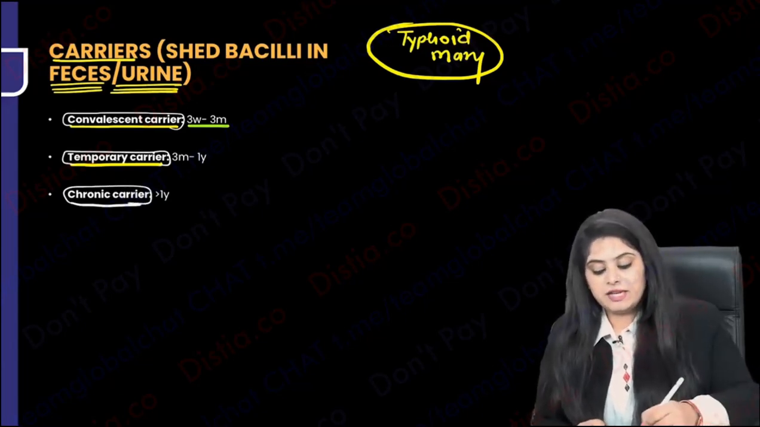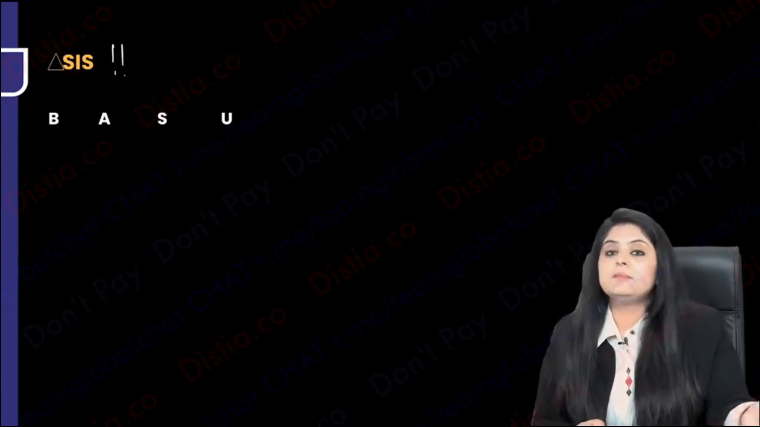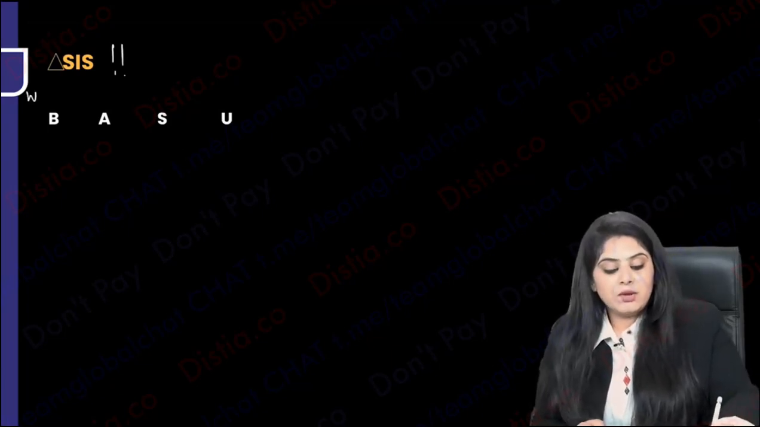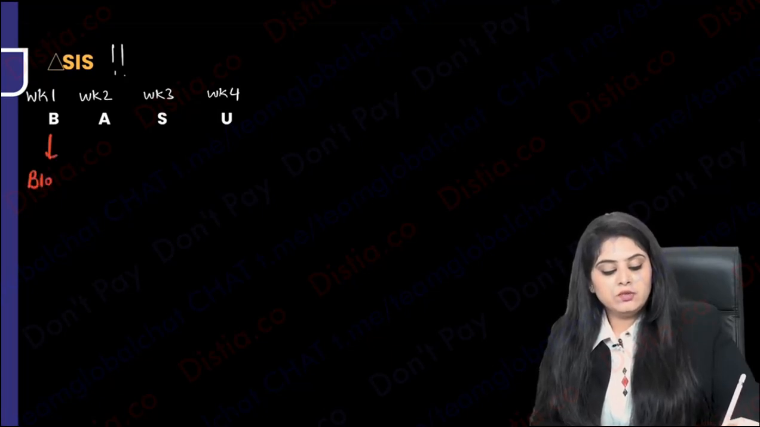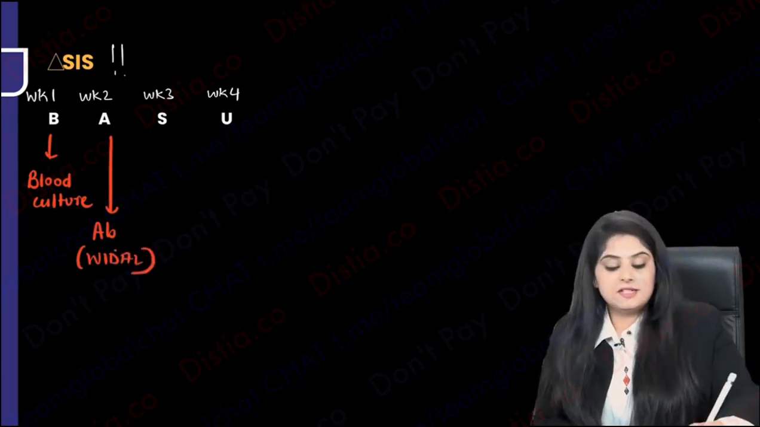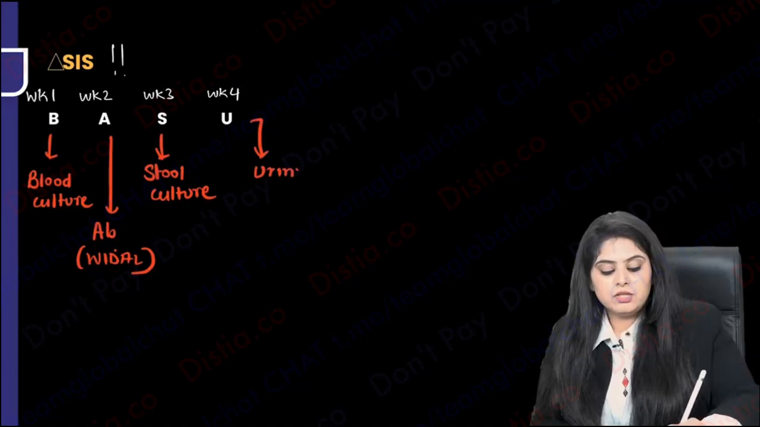So now coming finally to the point, how will you do the diagnosis? There's a very, very famous mnemonic called BASU. How have we divided BASU? That is depending on which week the patient has come to you. Week 1, 2, 3, 4. So please note, in week 1, you would prefer to do a blood culture. In week 2, you would want to do an antibody test. An antibody test is known as a Widal test. In week 3, you would want to do a stool culture. And in week 4, you will want to do a urine culture.